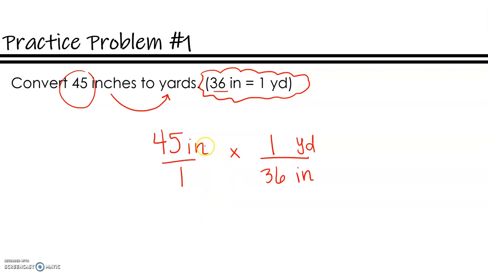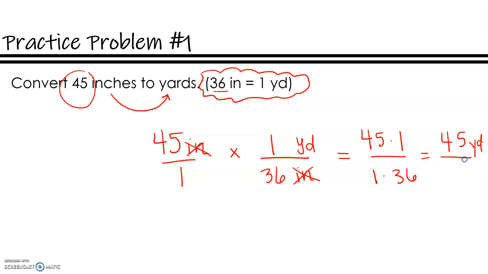Now, the reason I'm going to put inches on the bottom on the second part of this problem is because I want my inches to cancel out one another. And when I have 2 fractions like this being multiplied, if I have the same thing in the diagonal position, they will cancel. So my inches cancel out, and now I'm ready to begin. So I'm going to do 45 times 1 over 1 times 36. I get 45 yards over 36. Final thing is to simplify.